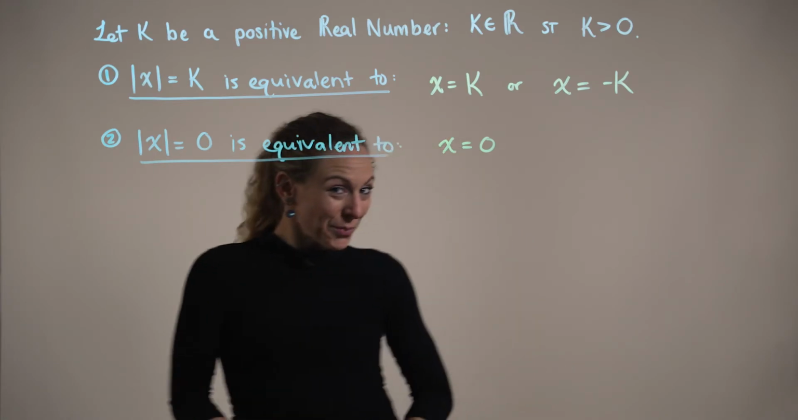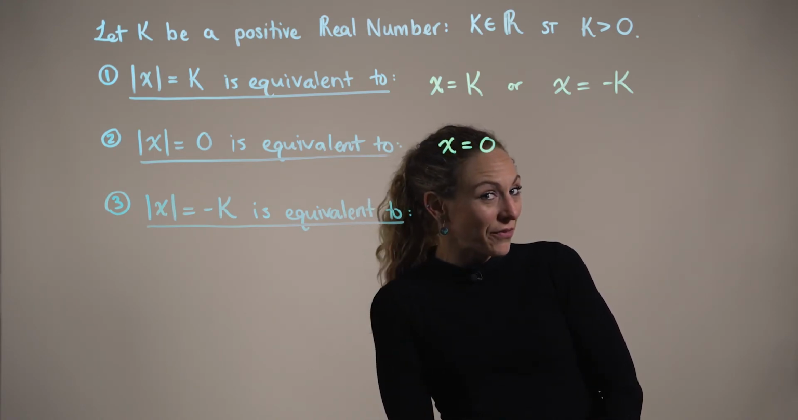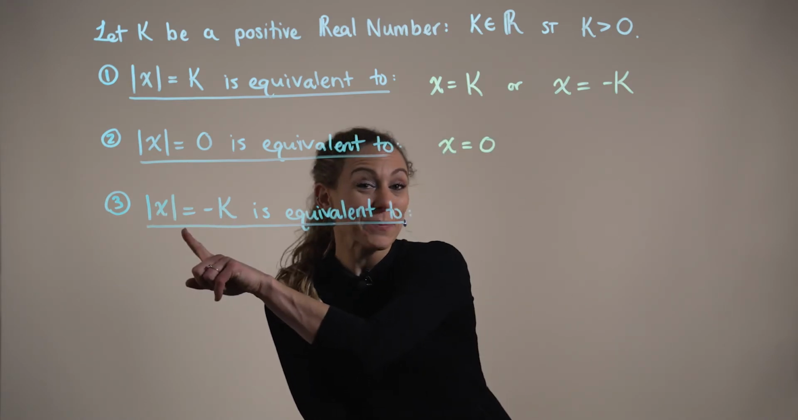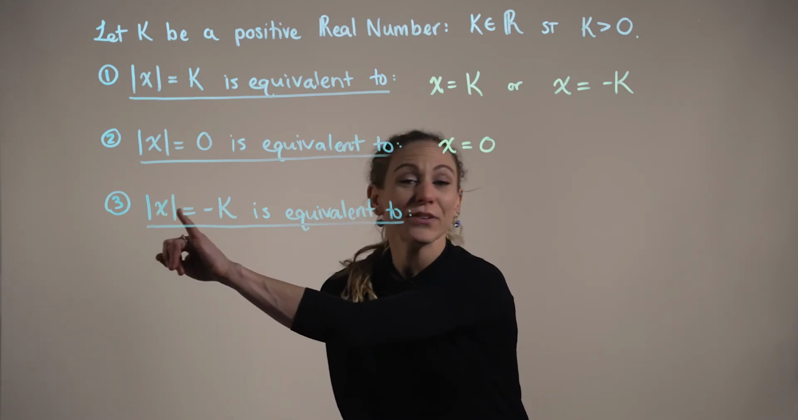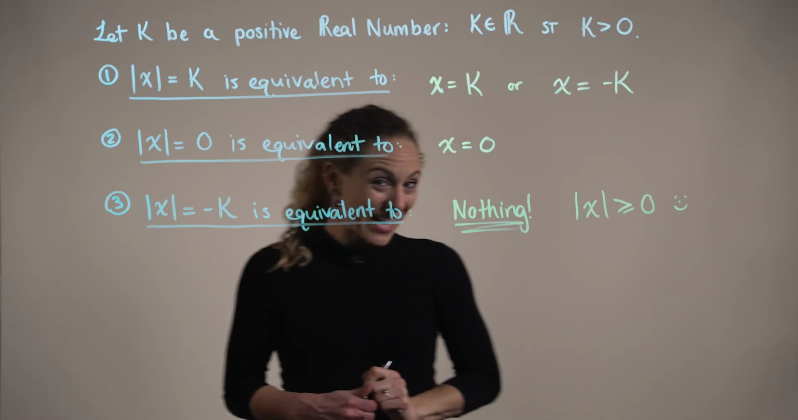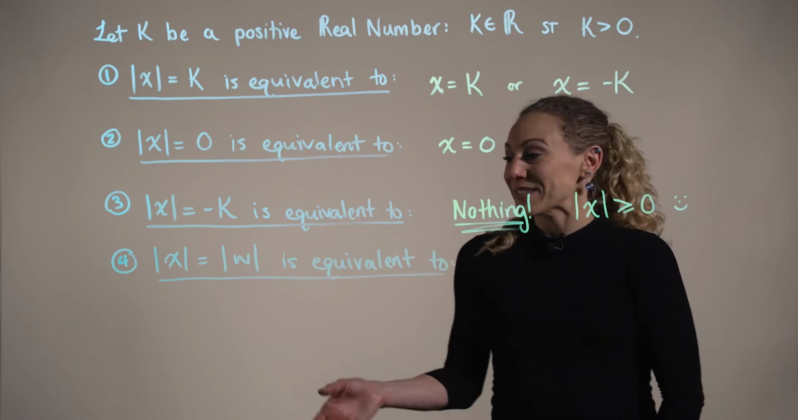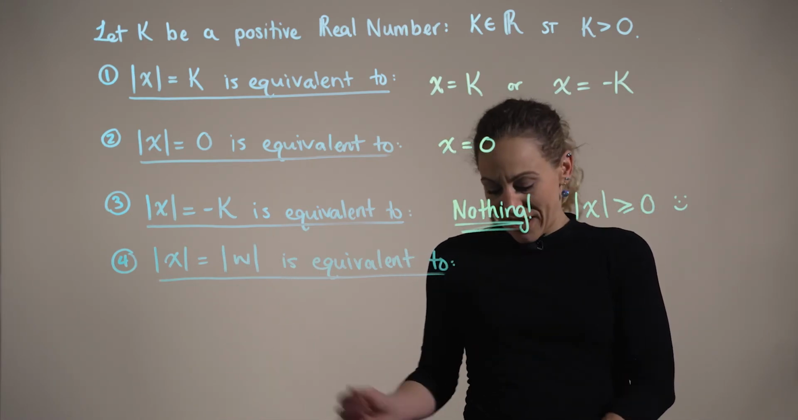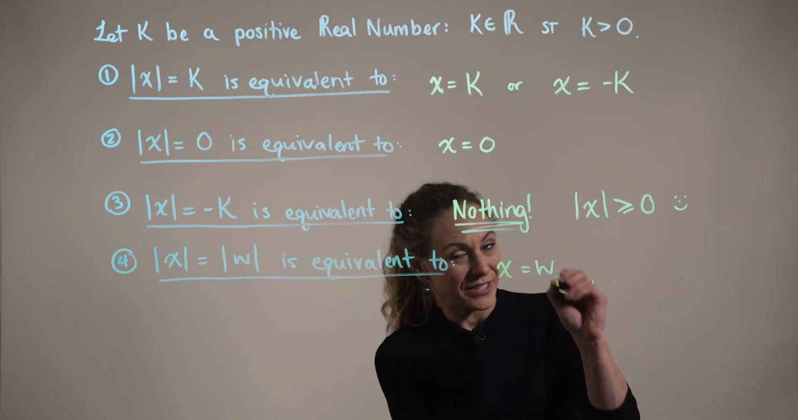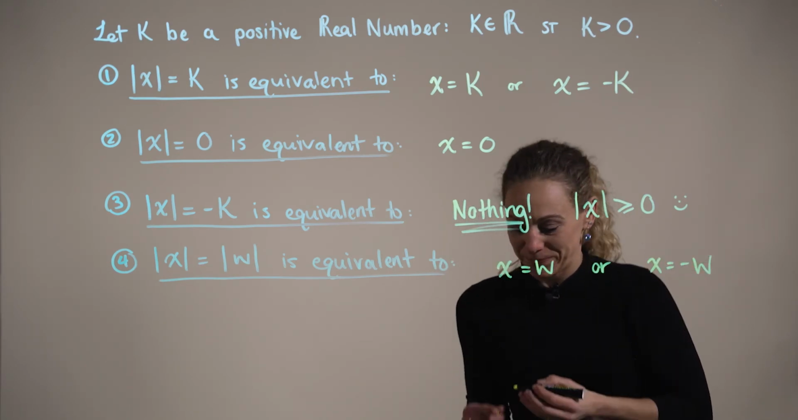Our third property says the absolute value of x equals negative k is equivalent to nothing. We know that absolute values are non-negative, so the absolute value of x can never be equal to a negative value. And last but not least, the absolute value of x being equal to the absolute value of w is equivalent to two distinct cases. x can be equal to positive w, or x can be equal to negative w.